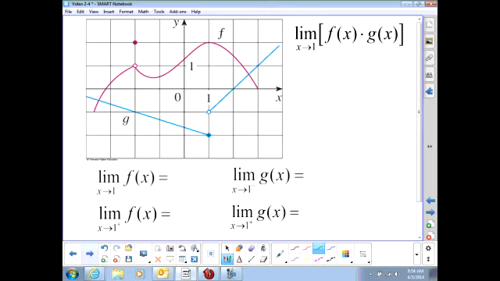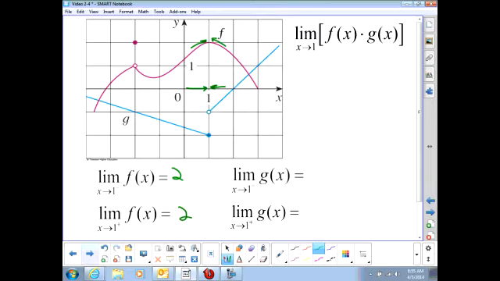Another example, we're going to look at one with multiplication. Our limit as x approaches 1 of f of x and g of x. Well, first, let's work down on the bottom with our left-hand and right-hand limits. So the two left ones there, we're working with f of x. So f of x is the red graph. As we approach 1 from the left, notice our graph of f of x is getting closer and closer to 2. If we approach the value of 1 from the right, f of x is also getting closer to 2.